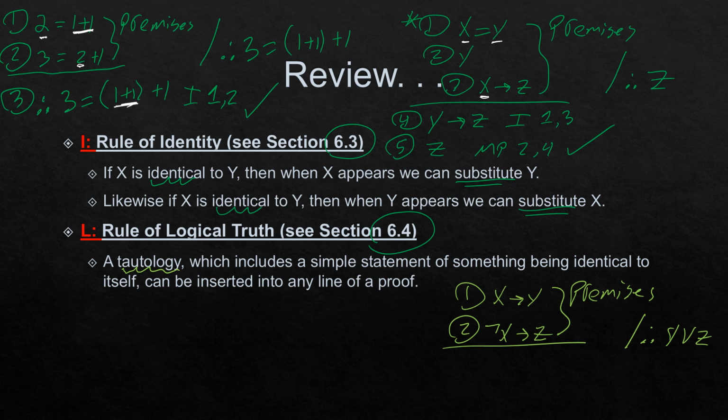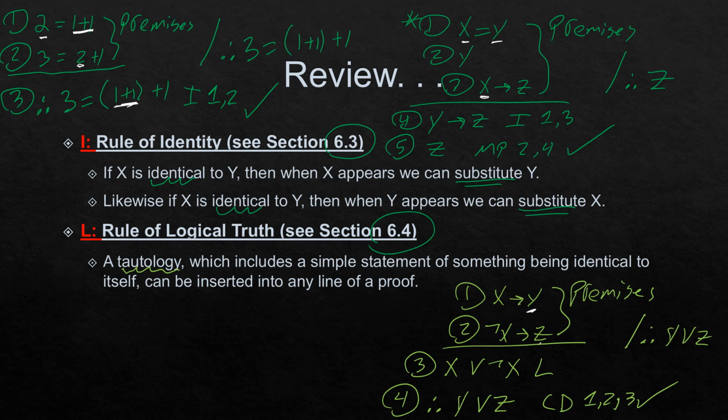And here we can resort to the rule of logical truth. For line 3, we can say x or not x. That's a logical truth because it's a tautology. And then we can infer that y or z because we have a constructive dilemma with lines 1, 2, and 3. Because if x is the case, then you get y. If x is not the case, then you get z.